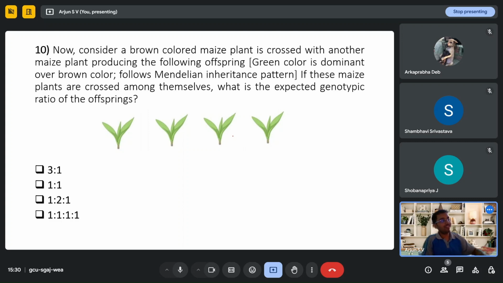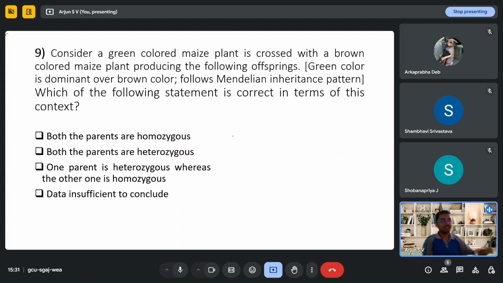So we can see here that all of them are green color only. None of the plants are white colored here. But the question also says that green color is dominant over the brown color flower, and it follows typical Mendelian inheritance pattern. So they are asking which of the following statements is correct.